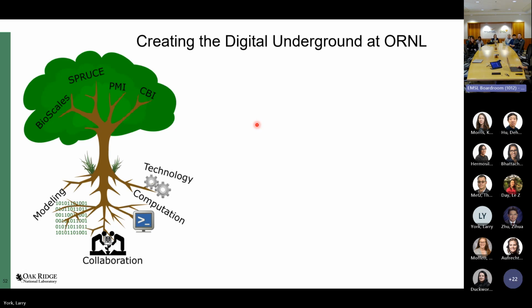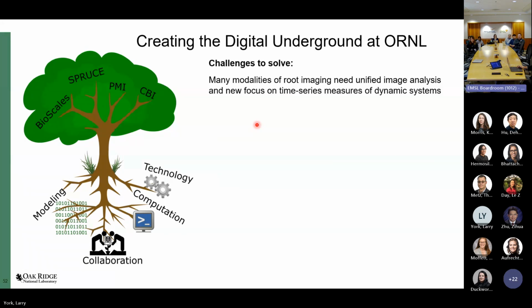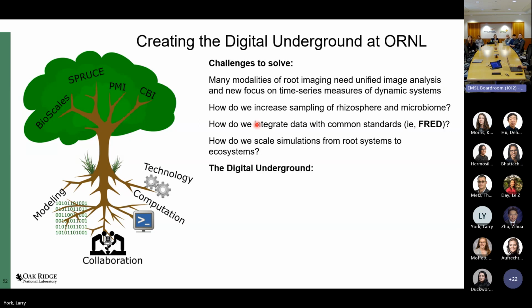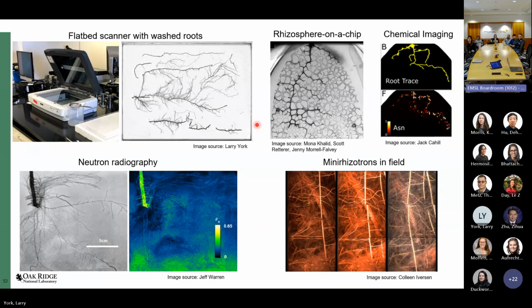I'm the type of person that likes to collaborate and know what my colleagues are doing. So we know we have challenges to solve, like many modalities of root imaging that need different types of image analysis. A lot of it is time series. Sometimes we have these same type of images where you have the roots as well as the metabolites or other things, and how does that co-register and co-localize is a question. We have this FRED database already, the Fine Root Ecology database, and how do we come up with common standards and share data efficiently? How do we scale the simulations? And so we have this group called the Digital Underground, where we're trying to increase interactions and collaborations among below ground researchers at ORNL. And of course, I could see how that would work across the national lab system as well.